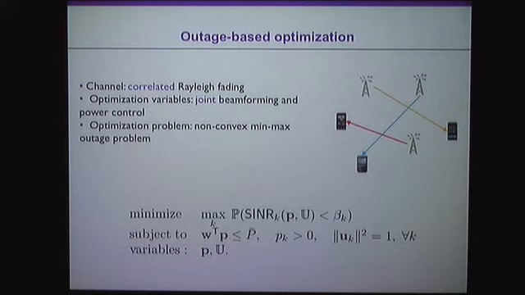And the optimization problem is written as follows. You want to minimize the maximum probability of outage event subject to the power constraint. So P is the vector of powers that you want to get, and U is the beam-forming vectors that you want to obtain. This problem as written here jointly in the power and the beam-forming vectors is non-convex, and therefore has been subdivided into two steps.